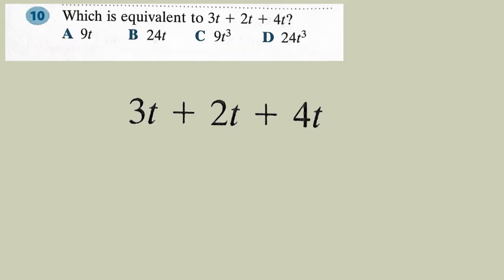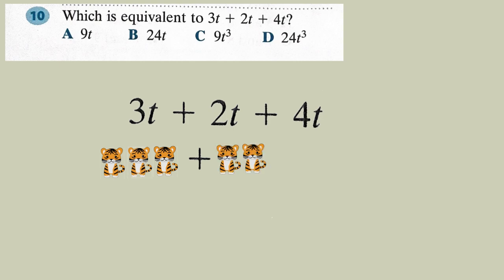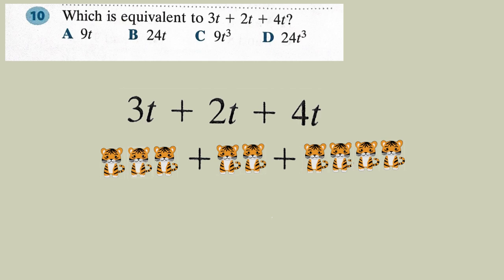To understand how to work these out, I suggest you think of a T as being a tiger. So 3 T's, we've got 3 tigers. And now I'm going to add 2 tigers. And now I'm going to add 4 tigers. So how many tigers do I have? 3 plus 2 is 5. 5 plus 4 is 9 tigers. And 9 tigers now becomes 9T.